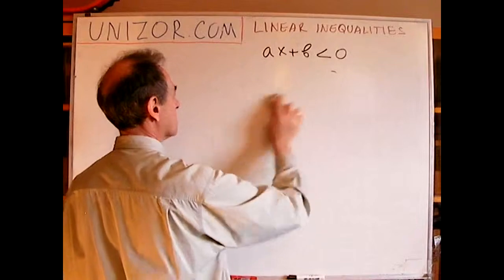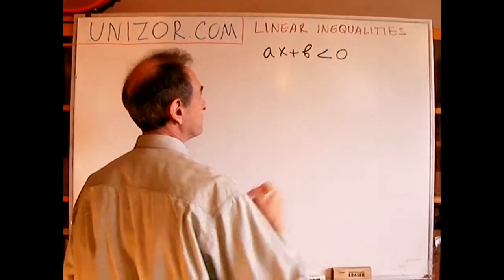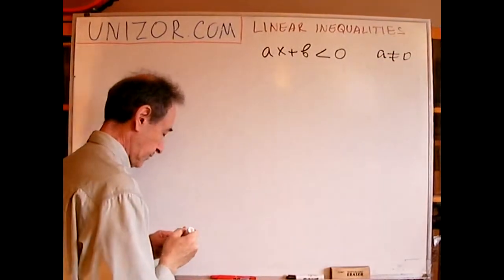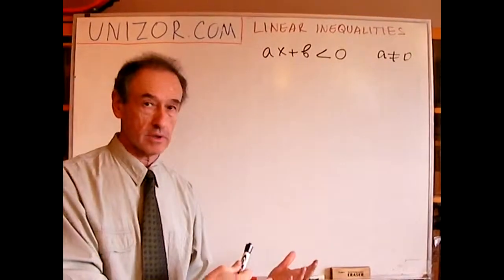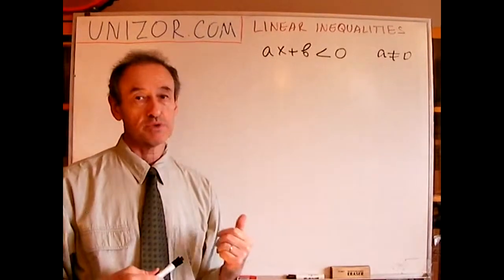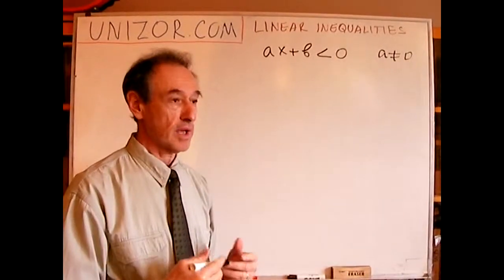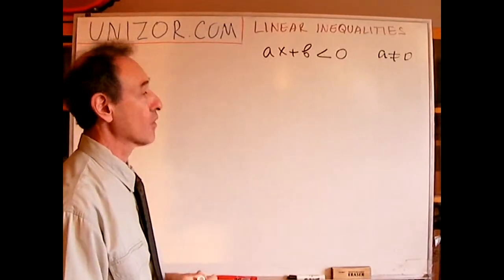So we have exactly the same type of inequality. And what I would like to do is basically find graphically the solution of this particular inequality. Well, to find it graphically, we have to construct the graph, right? So let's construct the graph.